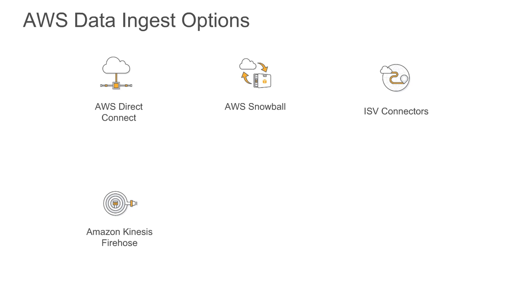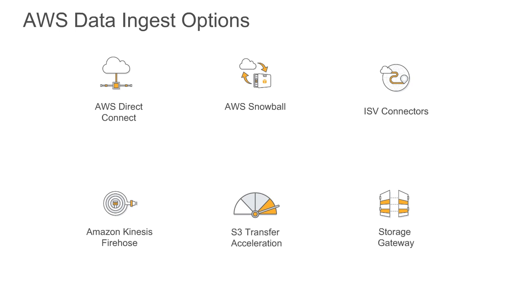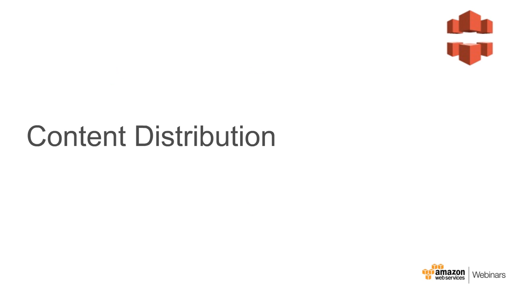Direct Connect, which is a single-mode fiber connection into your AWS infrastructure from an on-prem location. Snowball can give you the ability to ingest large amounts of data on a physical device that is shipped from your facility to AWS. We also have Kinesis. We have S3 acceleration, which we talked about, and storage gateways.